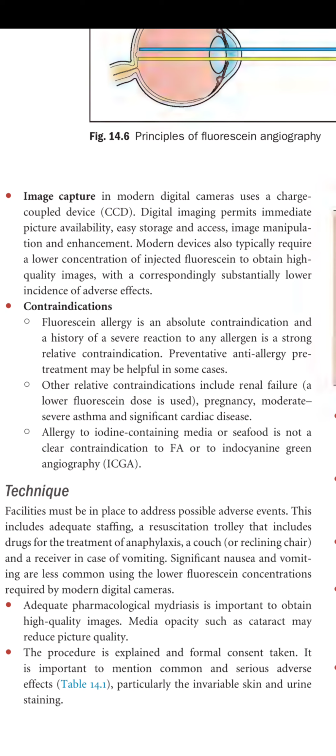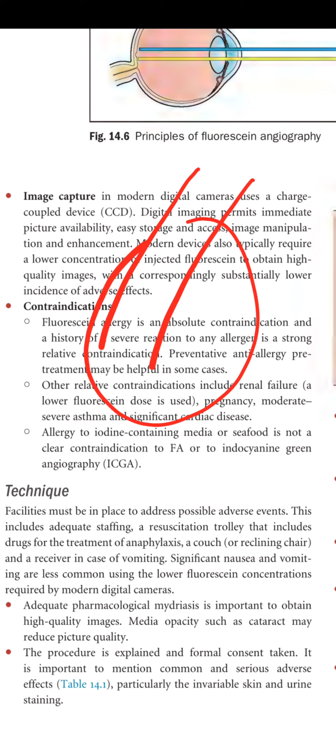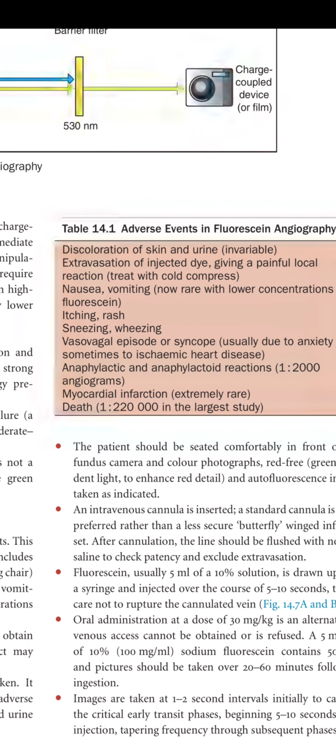Media opacity such as cataract may reduce picture quality. So first you have to dilate the pupil so that we can capture all of the fundus. The procedure is explained and formal consent is taken. It is important to mention common and serious adverse effects, particularly the inevitable skin and urine staining. So fluorescein can also stain the urine.